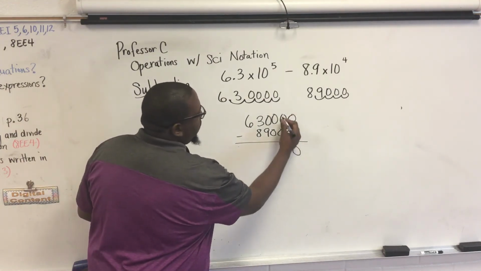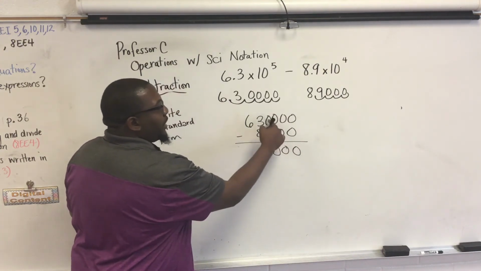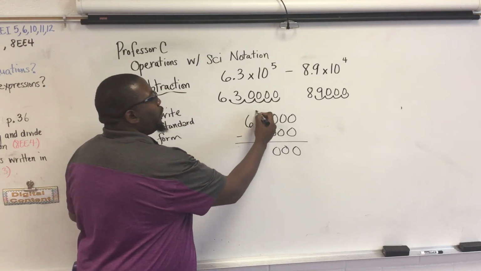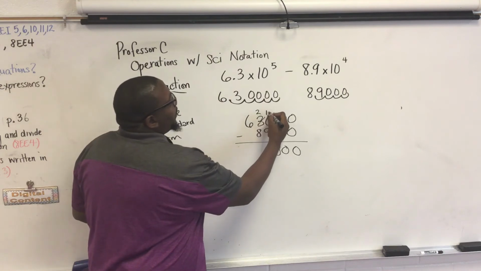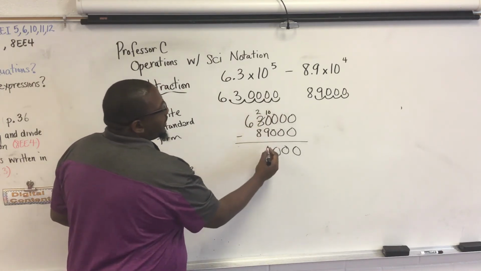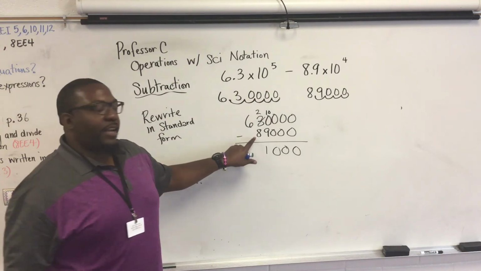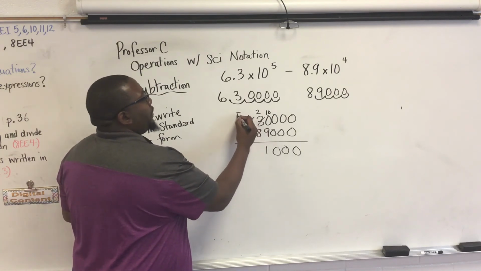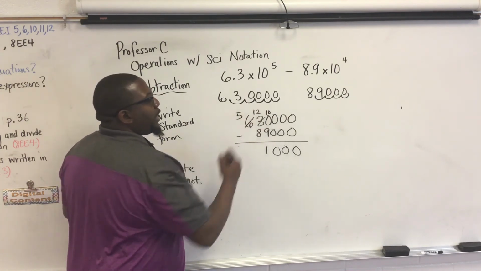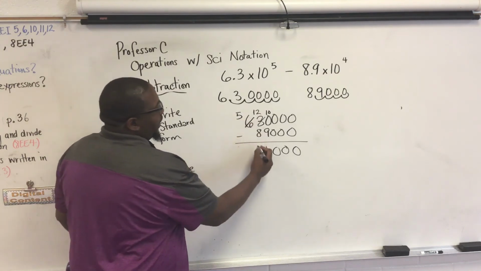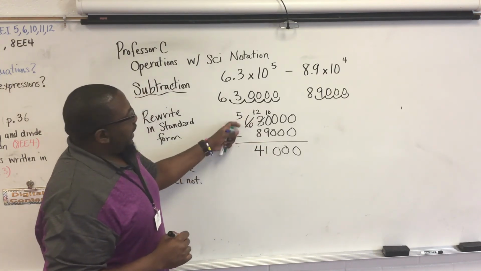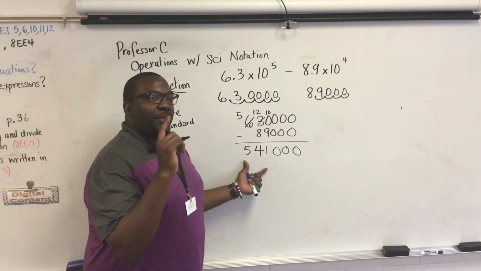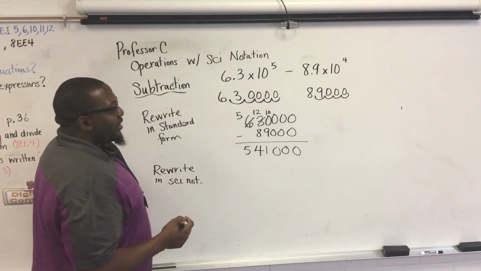So 0 minus 0, 0 minus 0, 0 minus 0, 0 minus 9. Can I do that? No, I can't. I must regroup or borrow from the next highest place value. So 10 minus 9 is 1. And I must do the same thing here. Can I subtract 8 from 2? No, I can't. I have to regroup. So that 6 becomes a 5, that 2 becomes a 12, and now 12 minus 8 is 4. And again, 5 minus 0, 5. As you can see, this is 541,000.